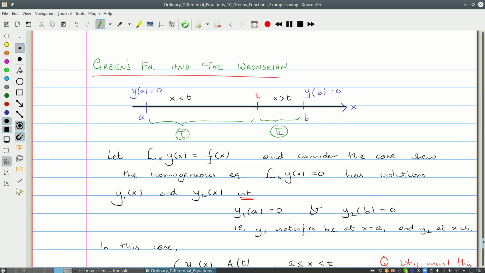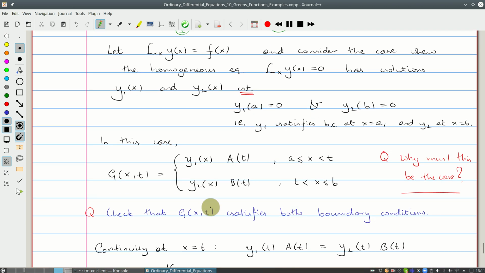Okay, in this case, the Green's function is written in terms of y1 for x on the left hand side, where the point a is accessed, and it's got a y2 on the other part where we have the point b, which can be accessed. Now I have a question here. Why must this be the case? I'd like you to answer this yourself. Why do we have to choose it in this form?